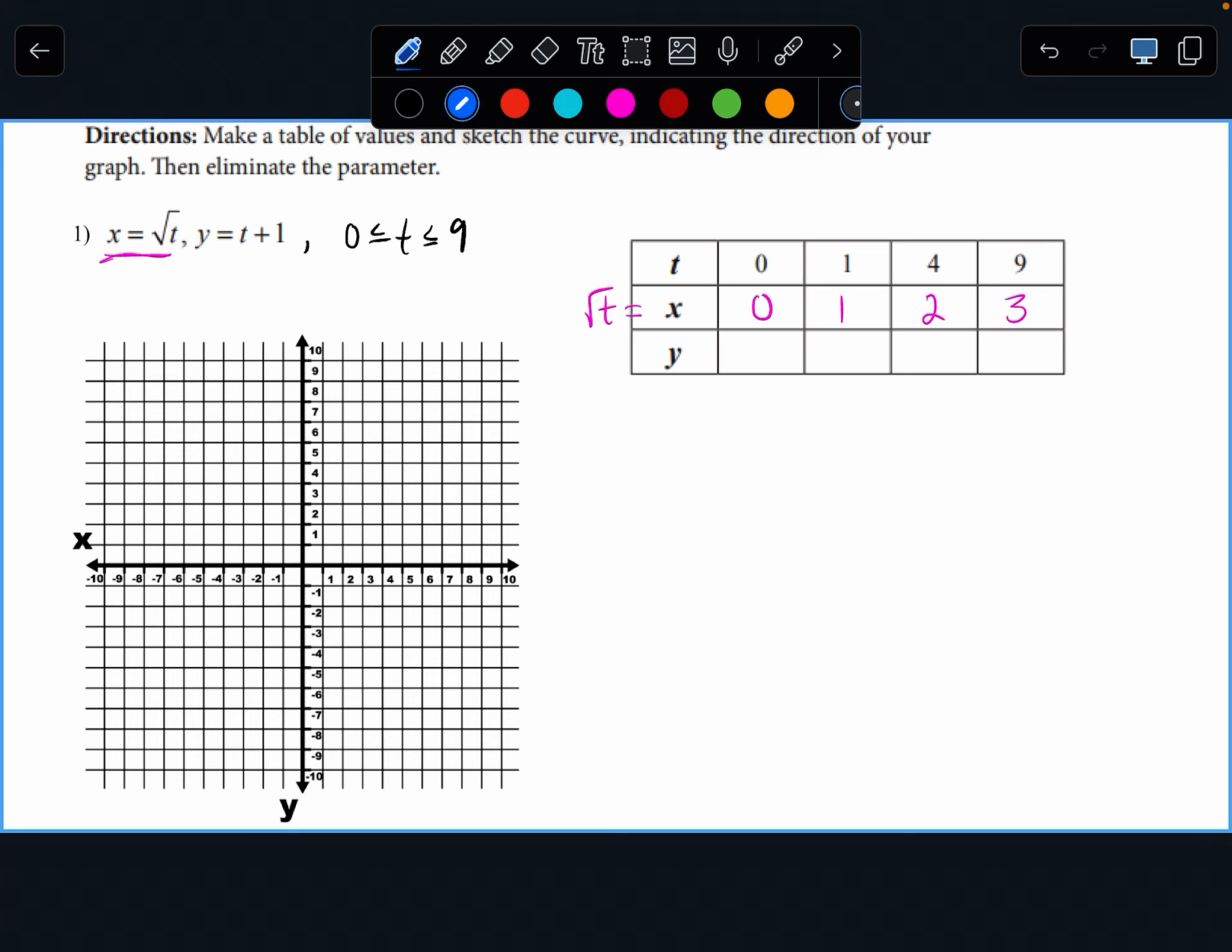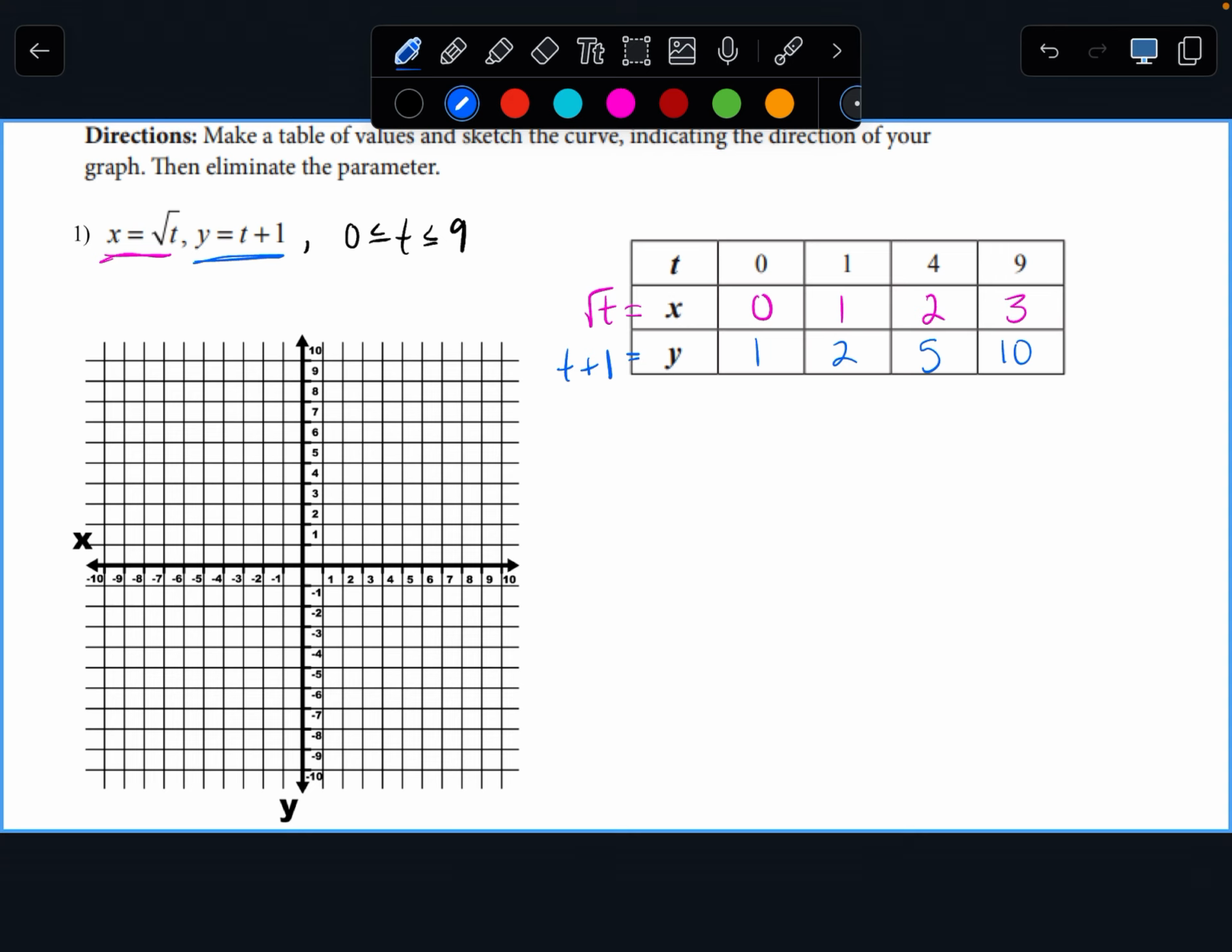And then those are all your x's, and then your y's are determined by t plus 1. So you're just plugging in 0 for t, and 1 for t, 4 for t, 9 for t. And then we're going from 0 to 9.